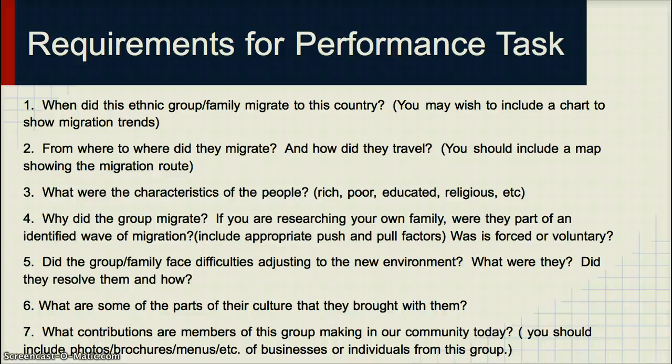So when did the group migrate? From where to where did they migrate, and how did they travel? What were the characteristics of the people? Why did the group migrate? And were they part of an identified wave of migration?